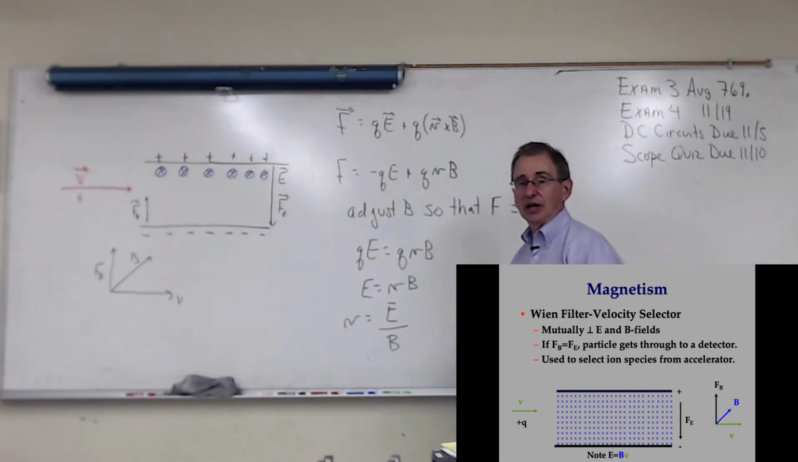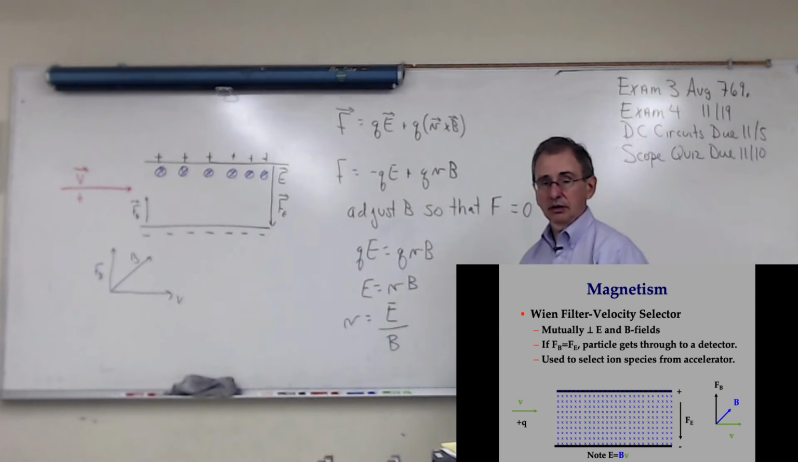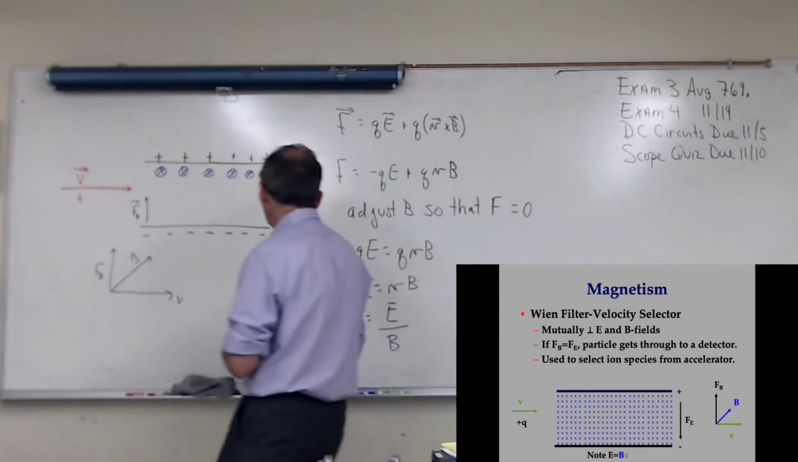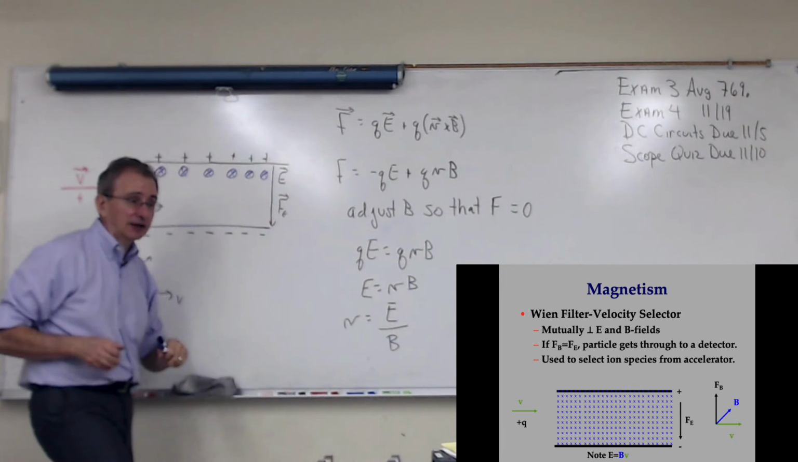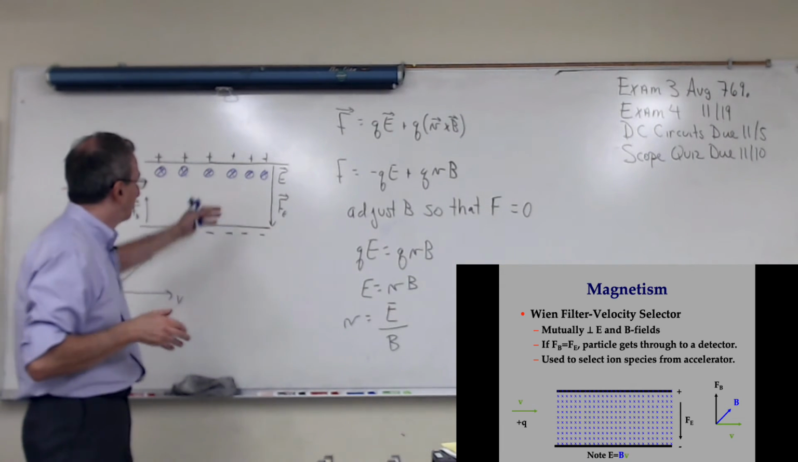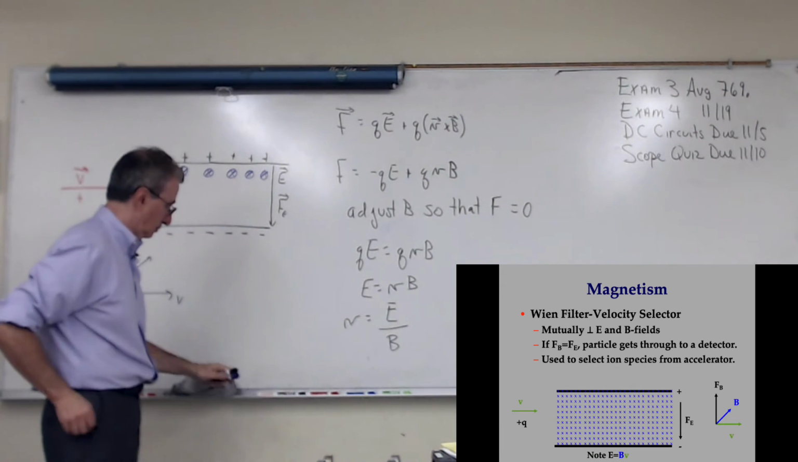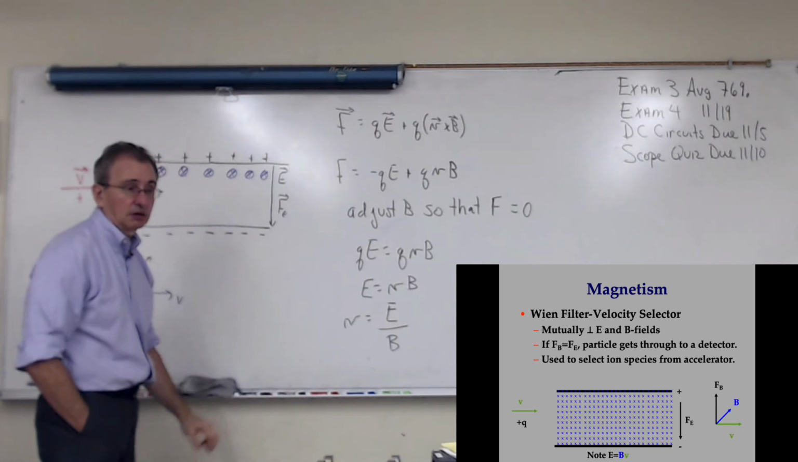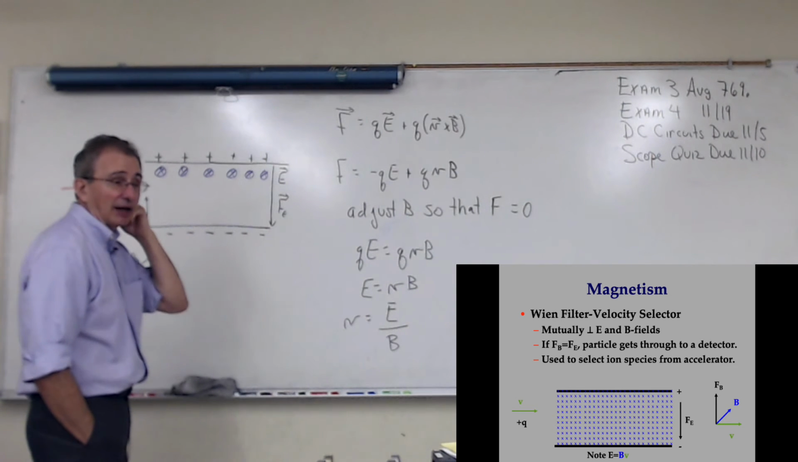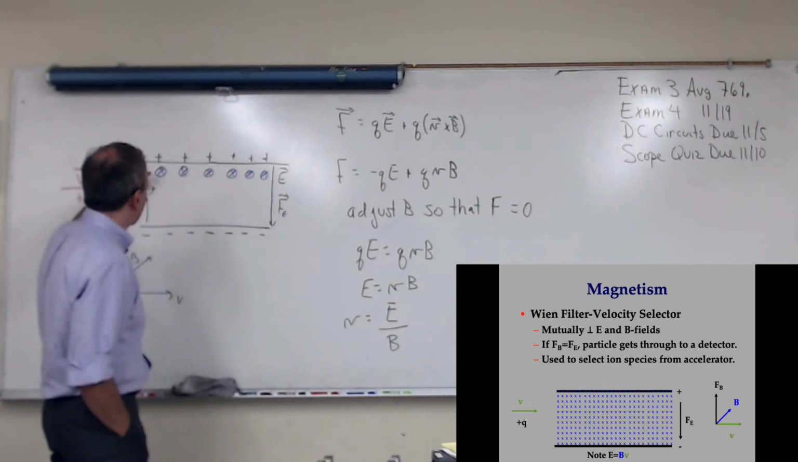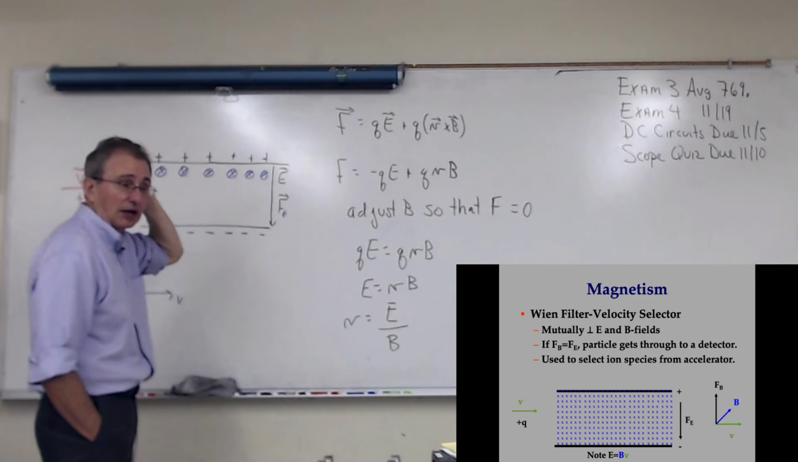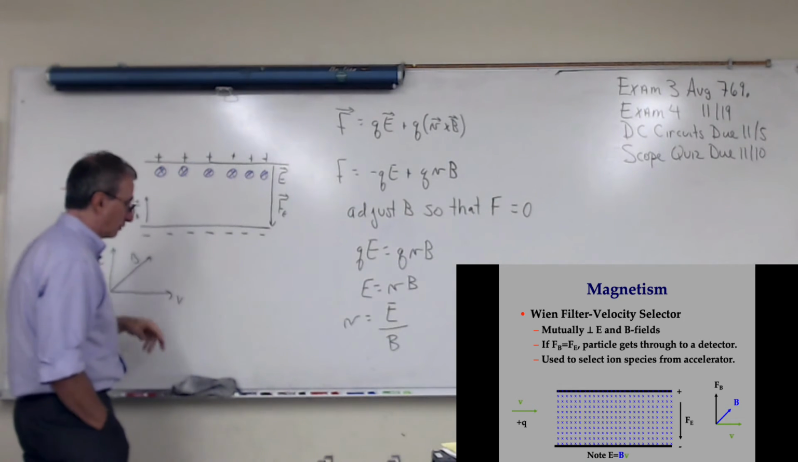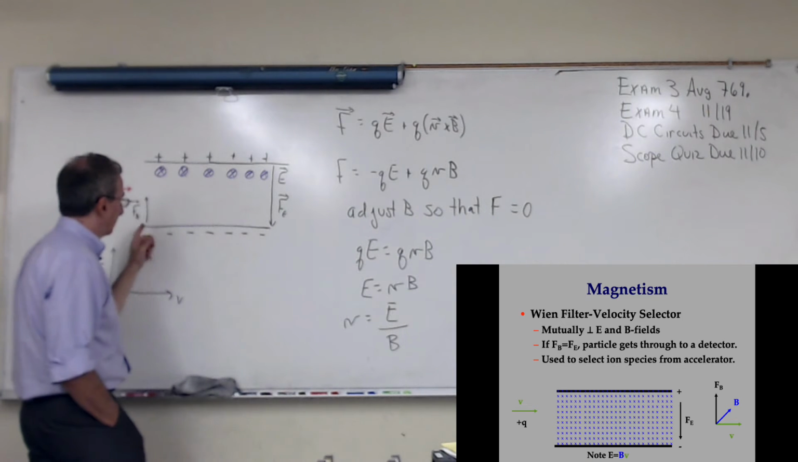This device is a velocity selector, meaning that only particles that match this ratio will go straight through undeflected. All the other particles will bend towards one of the plates. Now these other particles that go through here will hit the plate and then bounce off. How do I keep those other particles from getting through from this side to this side?